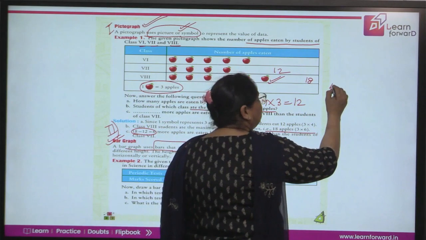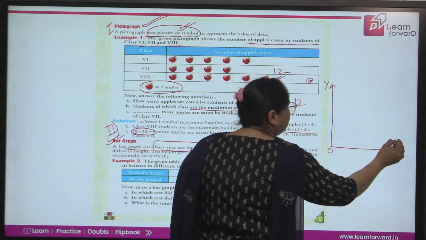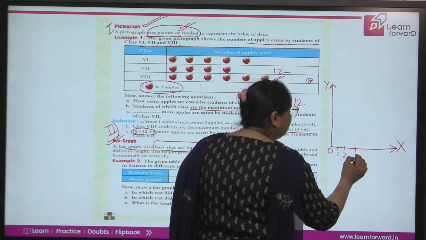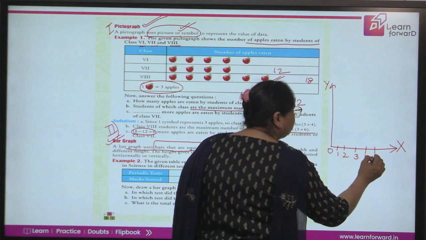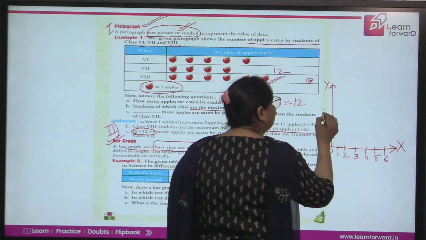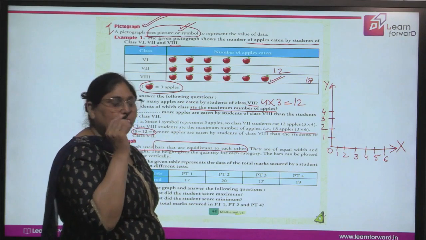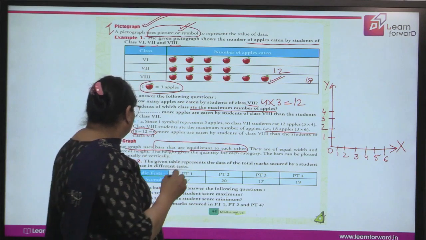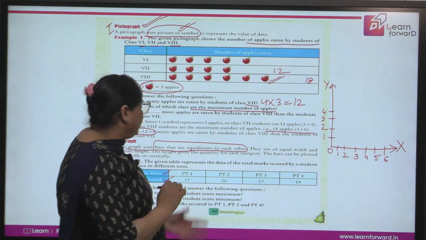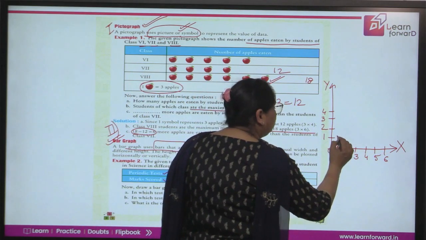Suppose I am representing my data in this way, 0, and this is my y-axis, this is my x-axis. So, if I am taking the difference of 1 centimeter on x-axis, and on y-axis also, if I am taking the difference of 1 centimeter for representing a particular data, suppose these are the marks scored in a particular test by the students. So, this should be equidistant.